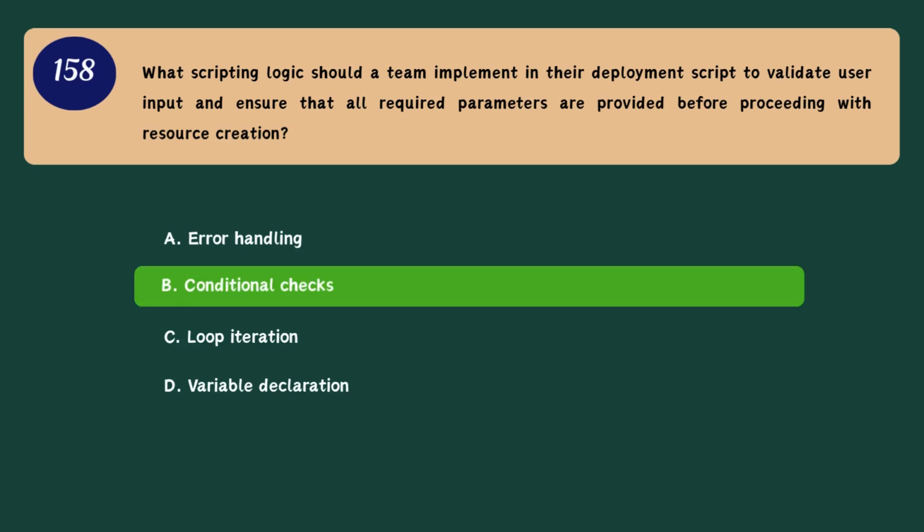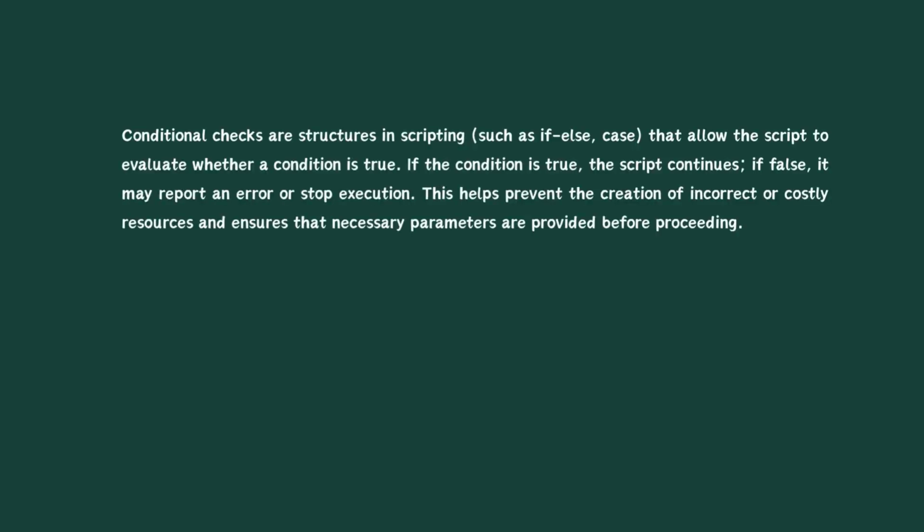Correct answer. B. Conditional checks. Conditional checks are structures in scripting, such as if-else, case, that allow the script to evaluate whether a condition is true. If the condition is true, the script continues. If false, it may report an error or stop execution. This helps prevent the creation of incorrect or costly resources and ensures that necessary parameters are provided before proceeding.